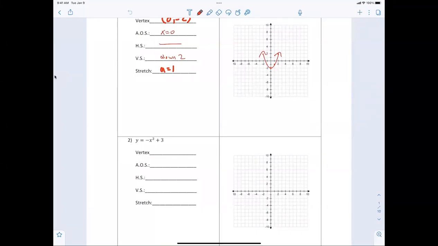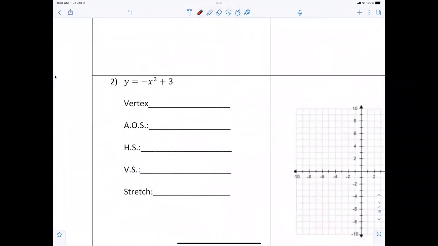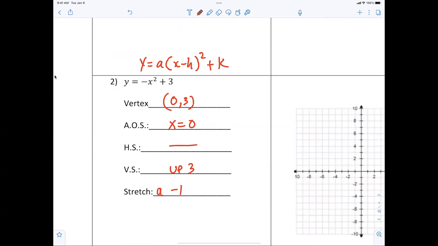All right, now for question number 2. All right, let's take a quick look at this. The vertex. Now remember, this is in vertex form, which means y is equal to a parentheses x minus h squared plus k. All right, so our vertex here is going to be 0, 3. My axis of symmetry is x equals 0. Horizontal shift, none. Vertical, we would say up 3. And our stretch, in this case, we could just put a equals -1.